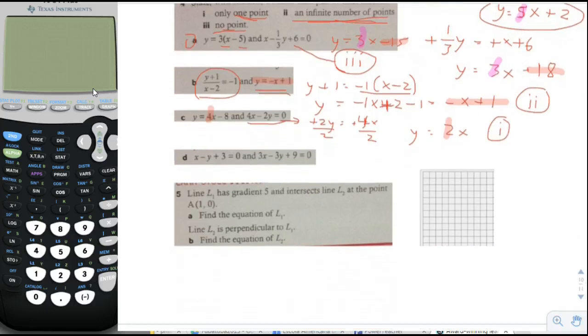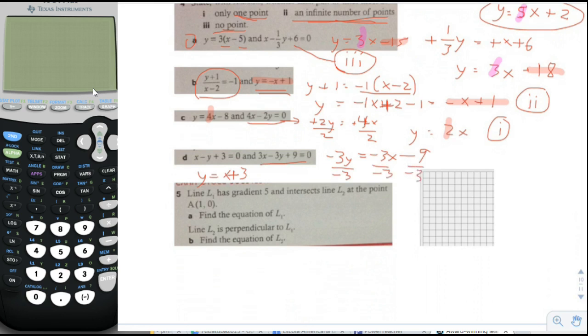Last one for this section. x minus y plus 3 equals 0, and 3x minus 3y plus 9 equals 0. So the first one is y equals x plus 3. I'm going to solve for y on the left side. And this one, let's see, what if we divided everything by 3 to start out with? Well, I don't want to confuse you. So let's just put negative 3y on one side, and then we'll put negative 3x minus 9 on the other side. Okay, now let's divide everything by negative 3.